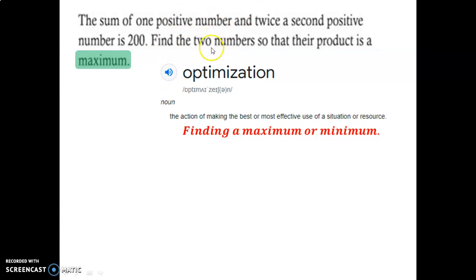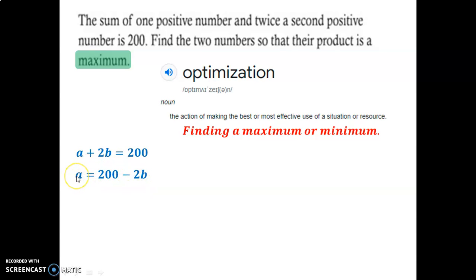So let's try it with this simple number problem. The sum of one positive number and twice a second positive number is 200. How can you write that? I wrote it like this. Okay, so sum means addition, so one number and twice another number, and the sum is 200. So there's one equation. I'm going to rewrite this equation solving for a. Okay, solving for a, we have a equals 200 minus 2b.